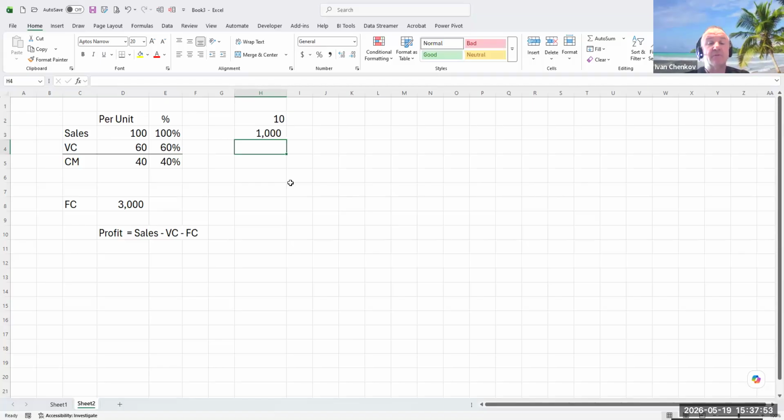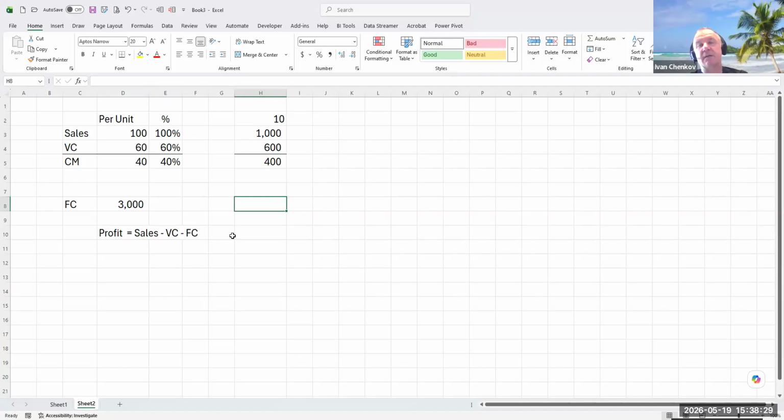But my variable cost also is going to increase. Why? Because those 10 units that I'm selling are coming with cost. And my cost for those units is $600. So my contribution margin in this case is going to be $400. Now the problem is that my fixed cost, in total, is always going to stay the same. It's $300. Obviously, selling 10 units is not going to help me.